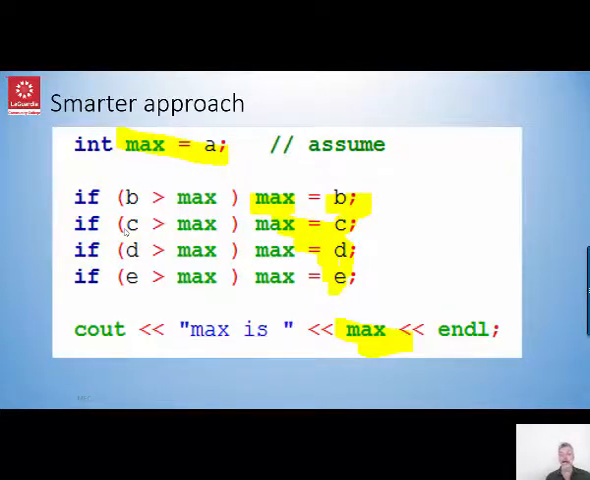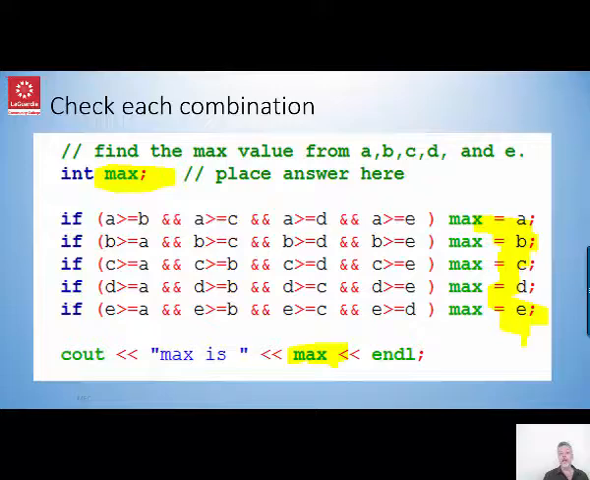Here's a smarter approach. Less work, smarter. It says, let's assume the maximum is A. Assume it. And then we check. Maybe B is the maximum. If B is the maximum, I change it. If C is the maximum, I change it to C. And so on to the last value. Less error prone, fewer typos, cleaner logic.